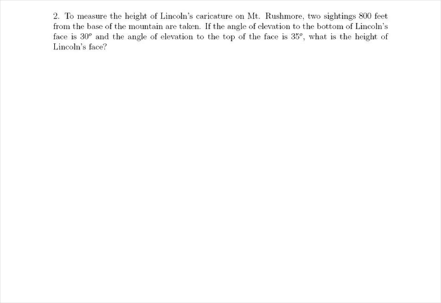In this problem, we're asked to find the height of Lincoln's face at Mount Rushmore. The way this was done is that two observations were made. So if this is the caricature of Lincoln, then two observations were made at a distance of 800 feet. So out here, 800 feet away.